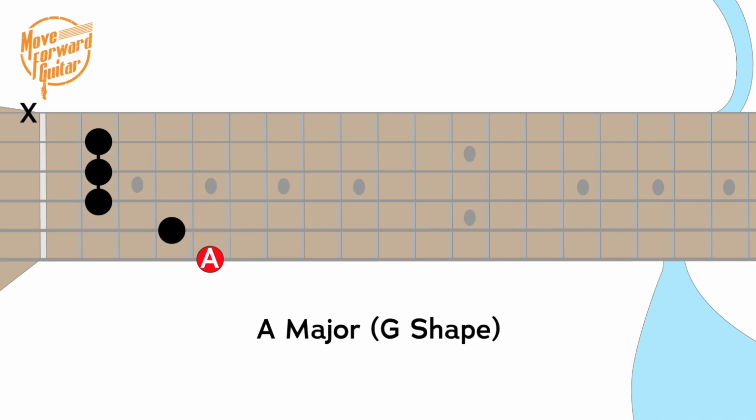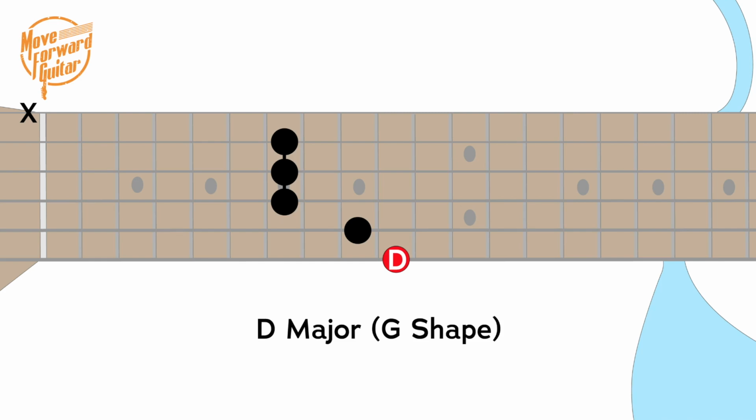If I was to move it to here, for example, with my lowest note on the 5th fret, well, that note's an A, so that means I'm playing an A major chord in the G shape. Or I can move it up here, my lowest note's a D, that's a D major chord in the G shape, and so on. I can move it anywhere up and down the fretboard. As long as I know what the root note is, I know the name of the chord.